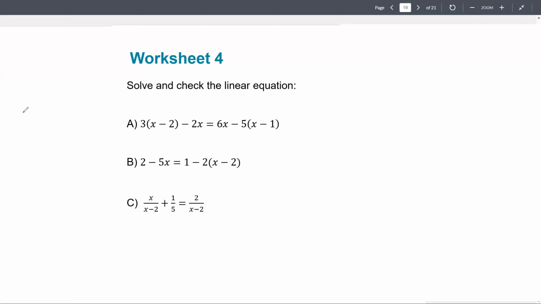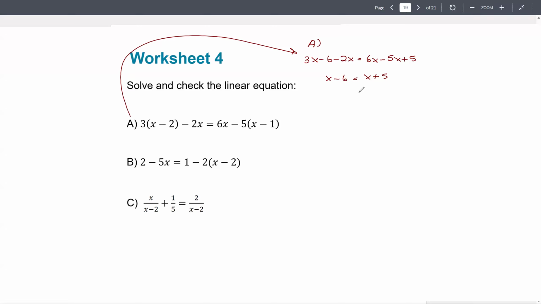Alrighty, here we go. Oops, just closed down my writing tools. All right, so if we look at A here, we'll start simplifying. I could distribute this 3 across, and I'm going to be left with 3x minus 6 minus 2x. I'm going to put A over here, we have a little bit more room. So A, if I start simplifying it, I get 3x minus 6 minus 2x equals 6x minus 5x plus 5. If I simplify further, I'm going to get x minus 6 on one side, and x plus 5 on the other.